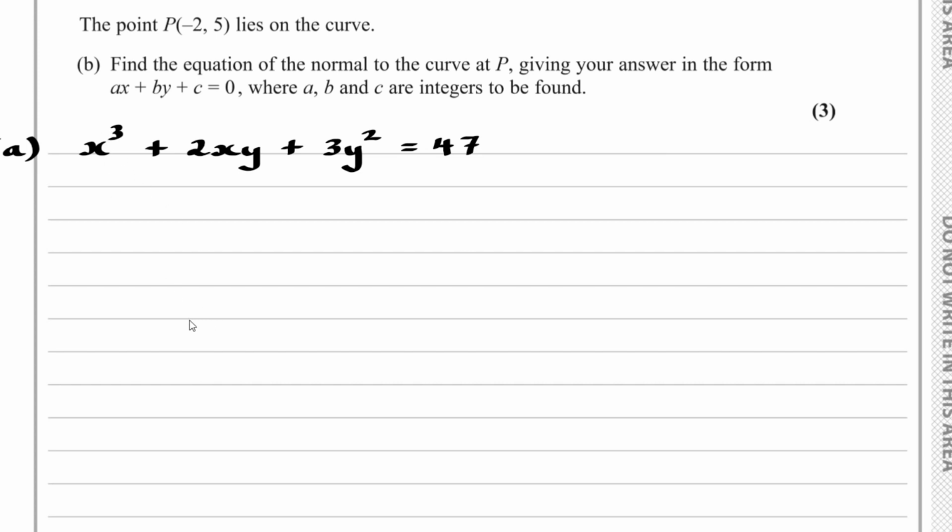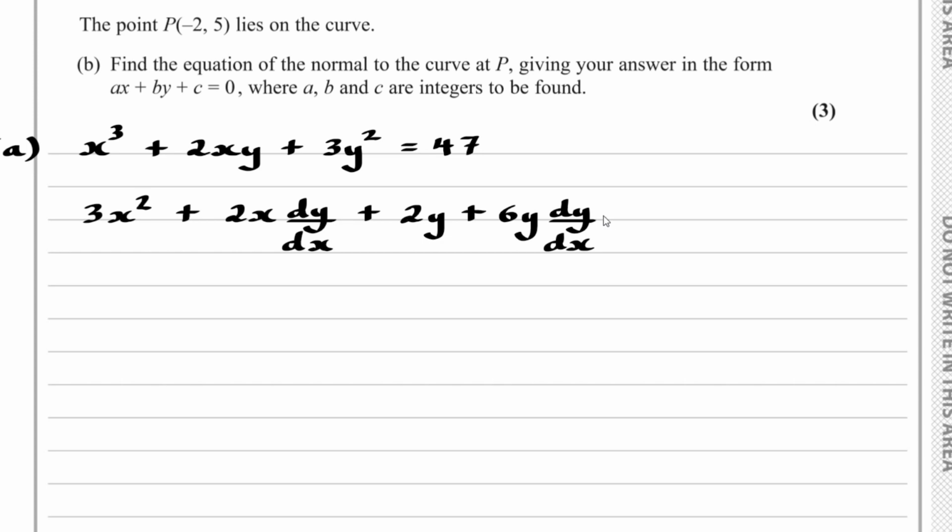So if I differentiate the x cubed, I end up with 3x squared. If I differentiate the 2xy, well, here I'd have to use the product rule. We have the 2x multiplied by the derivative of y, which is dy over dx. Let me add on to this y multiplied by the derivative of 2x with respect to x, which is 2. And then we add on to this the derivative of 3y squared with respect to x, which is given by 6y multiplied by dy over dx. And on the right hand side, the derivative of 47 is just 0.